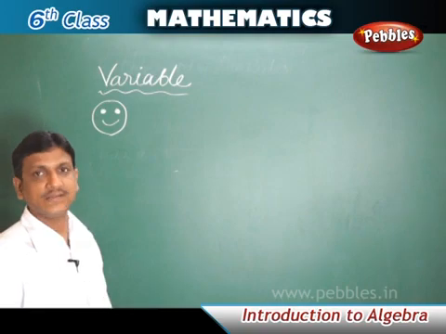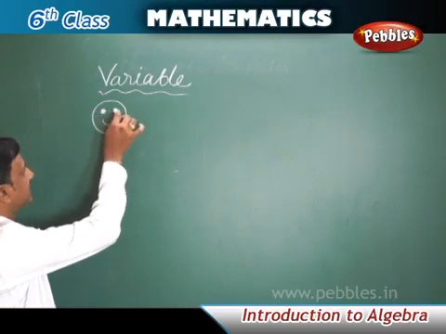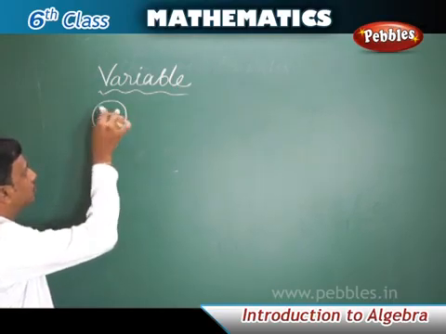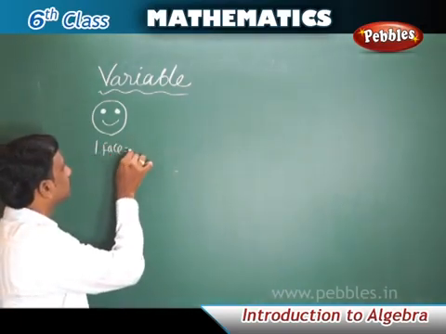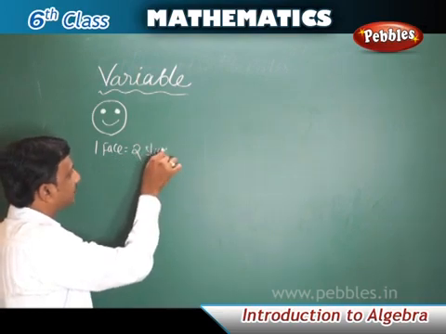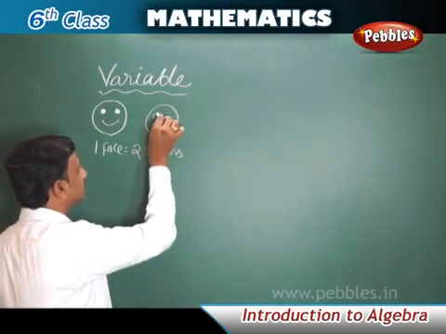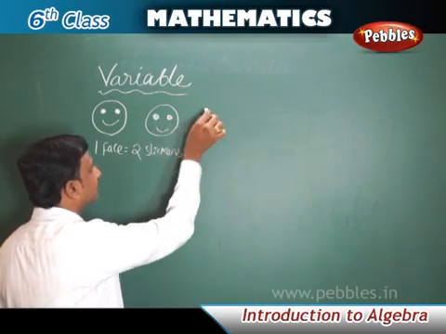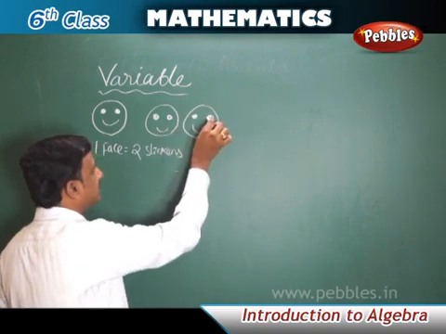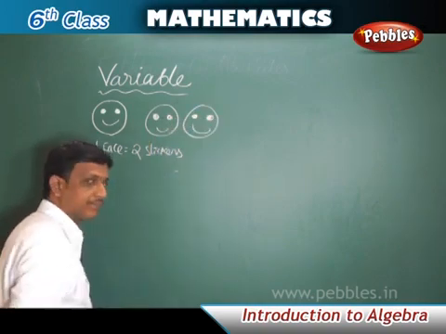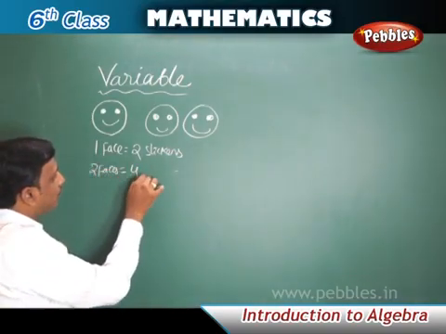Variable. Now let us learn about variable. Here is a face. To make this face, we need 2 black stickers. To make one face, 2 stickers are required. To make 2 faces, how many stickers are required? 1, 2, 3, 4. So we write 2 faces, 4 stickers.